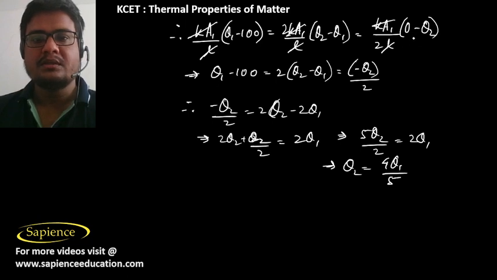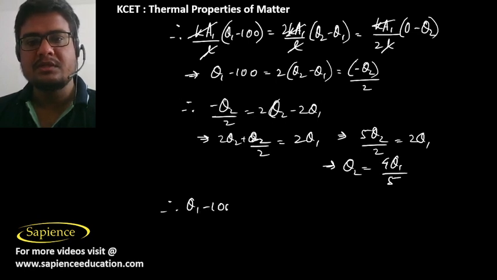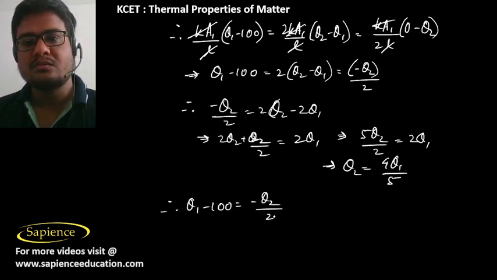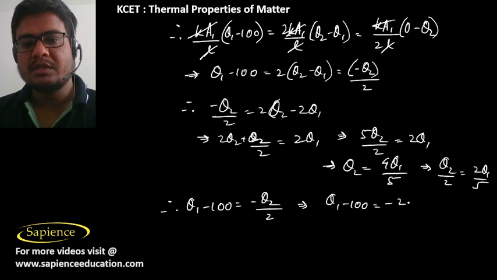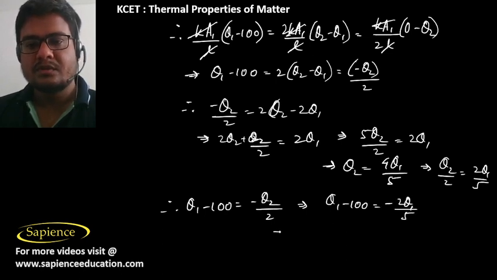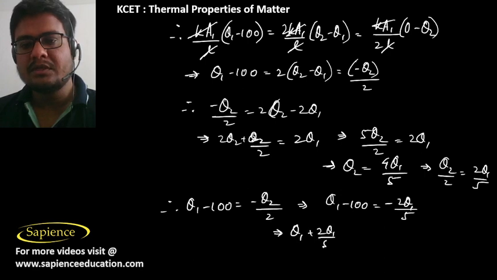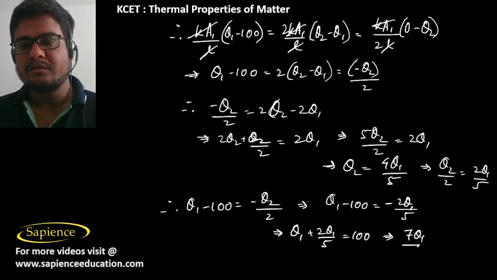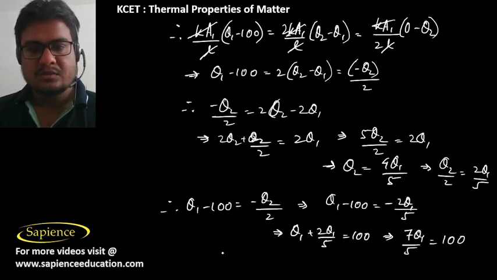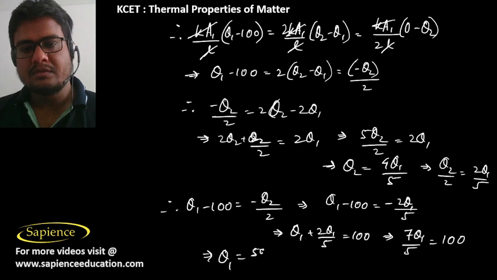Now if we equate the first and the last expressions, we have theta 1 minus 100 equal to minus theta 2 by 2. Theta 2 by 2 is obviously 2 theta 1 by 5. So theta 1 minus 100 equals minus 2 theta 1 by 5. Therefore theta 1 plus 2 theta 1 by 5 equals 100, so 5 plus 2, 7 theta 1 by 5 equals 100. Therefore theta 1 will be equal to 500 divided by 7.